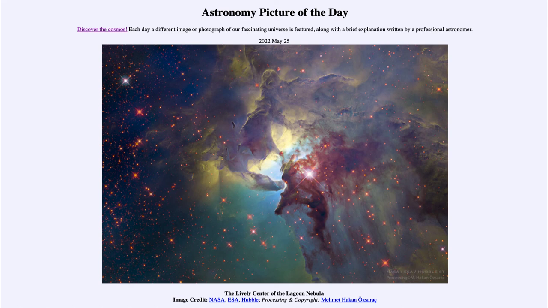So that was our picture of the day for May 25th of 2022. It was titled The Lively Center of the Lagoon Nebula.